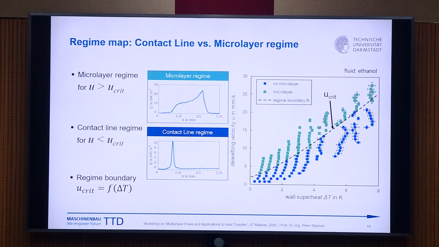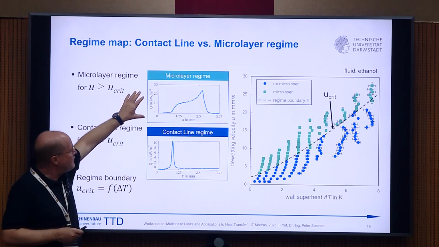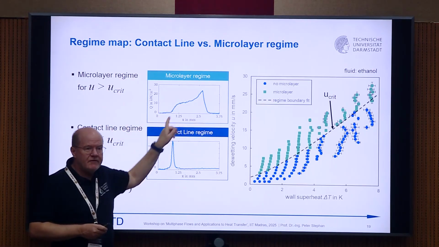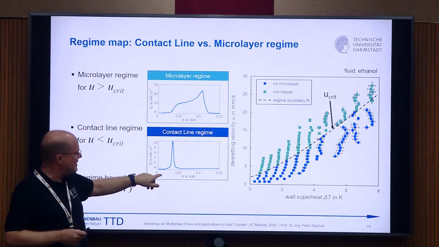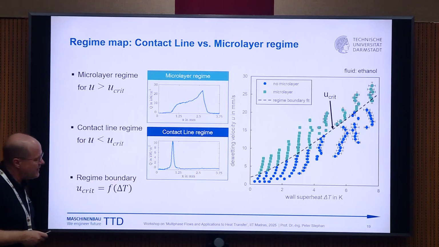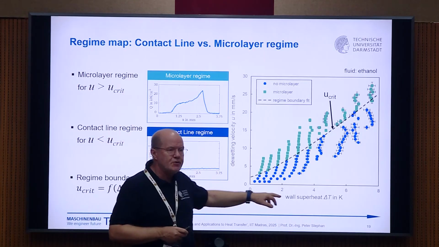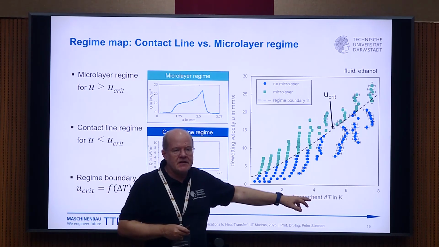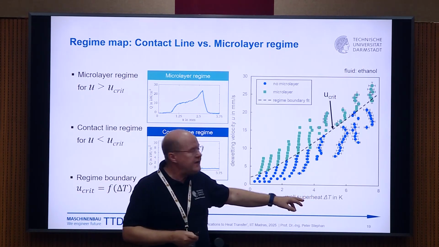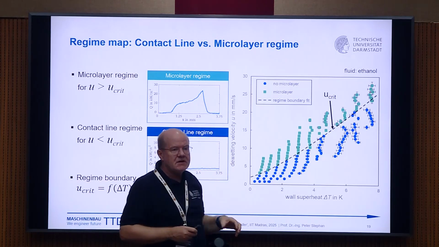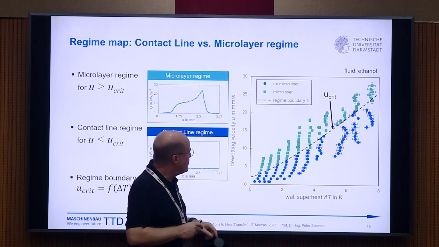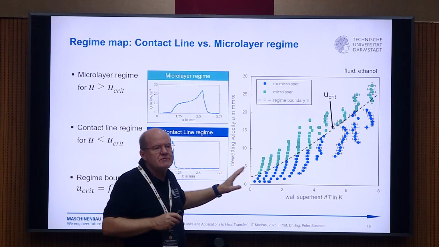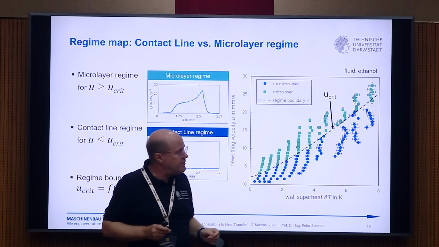Now we try to make a regime map. The regime map shows if you are in a microlayer regime, with such a typically high heat flux profile, or in the contact line regime with a single peak. And we plotted the wall superheat, which of course increases with the heat flux that you apply, against the de-wetting velocity, because we can control the de-wetting velocity with our rotating device. So we really can control all the parameters, which of course you can't do in a real boiling application.